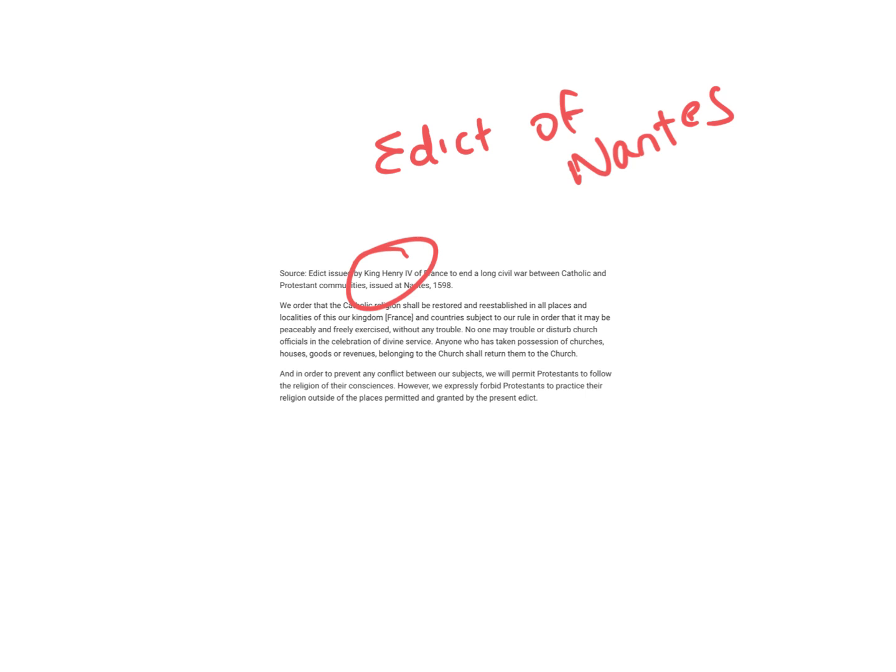So we can see, right, and he's doing it in terms of, right, trying to prevent conflict. They will permit Protestants to follow the religion of their conscience, but they can't do it outside their places. They have to be very private about it.